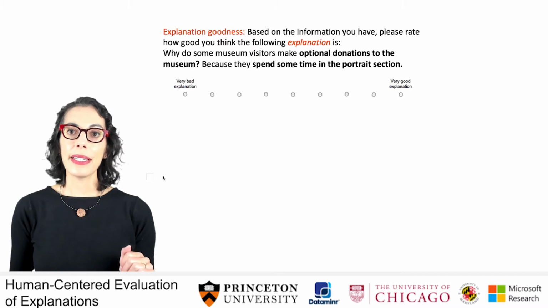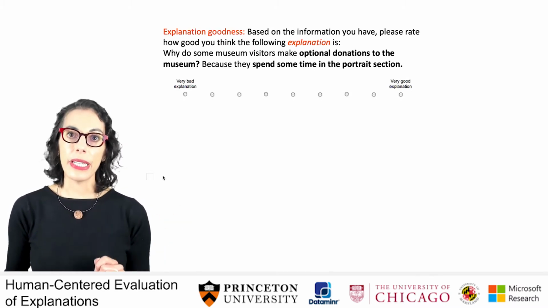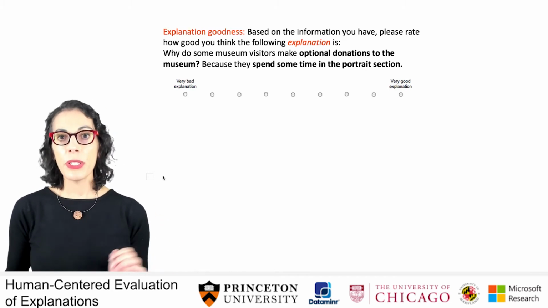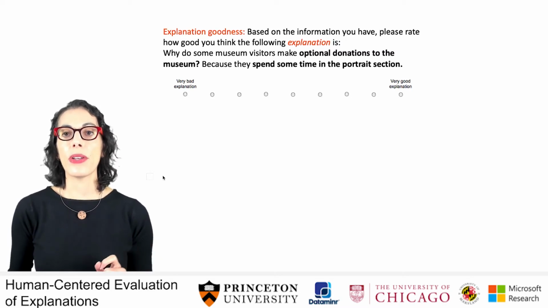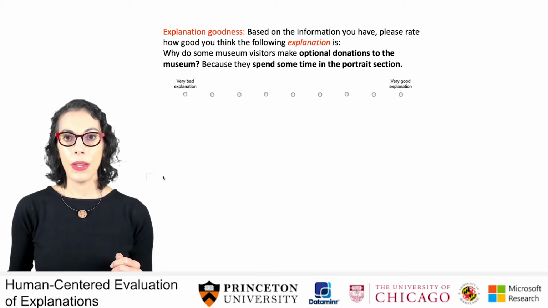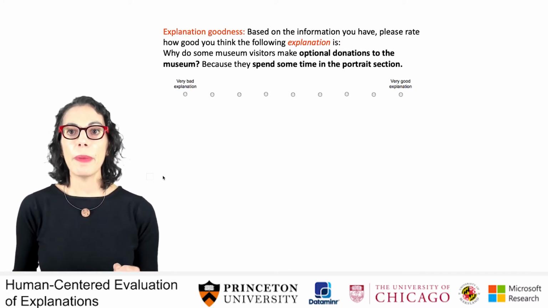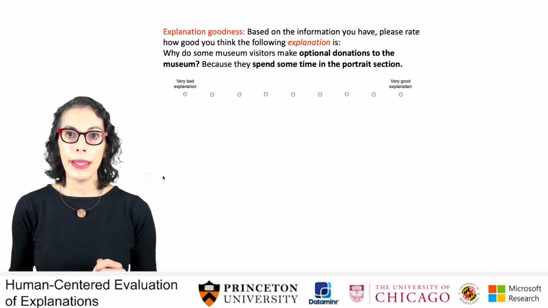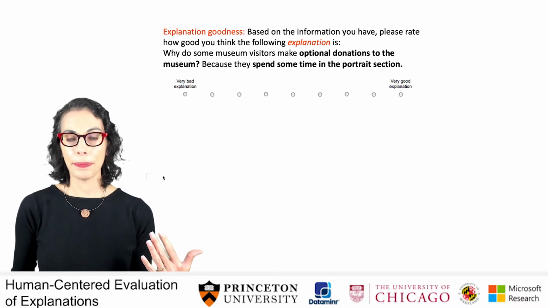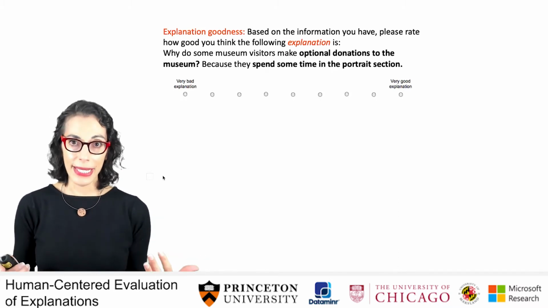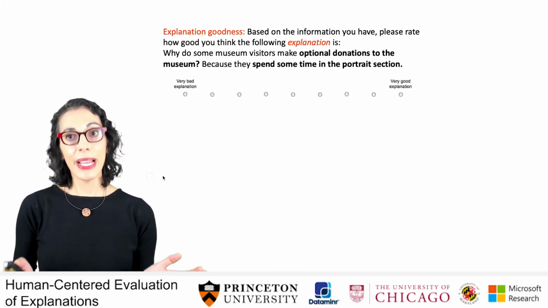Some participants were then asked to make an explanation goodness judgment. The exact wording varied across our studies, but here's one example. Participants read, "Based on the information you have, please rate how good you think the following explanation is. Why do some museum visitors make optional donations to the museum? Because they spend some time in the portrait section." They then rated this explanation from very bad explanation to very good explanation. Perhaps not surprisingly, this explanation was rated better when participants were provided with a plausible mechanism than when they were not.